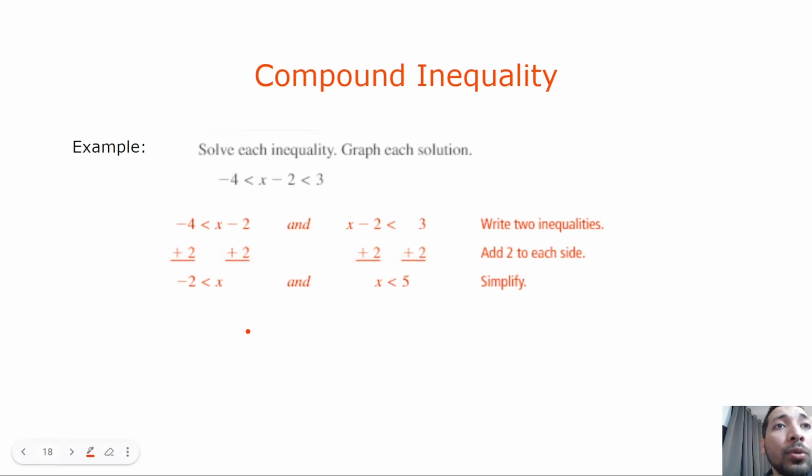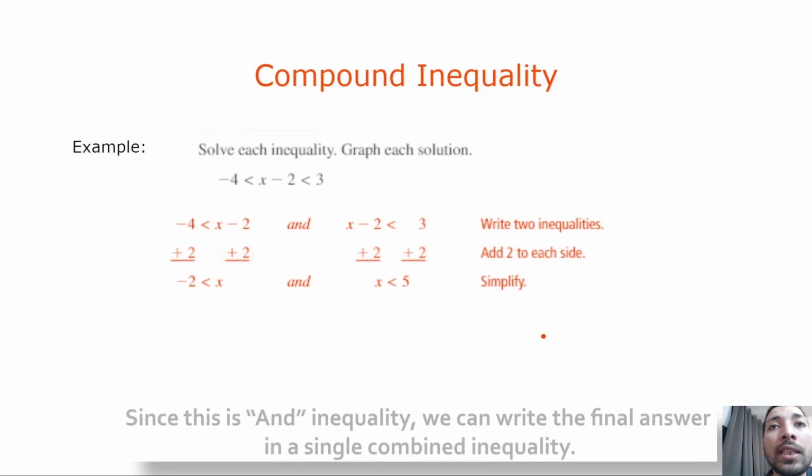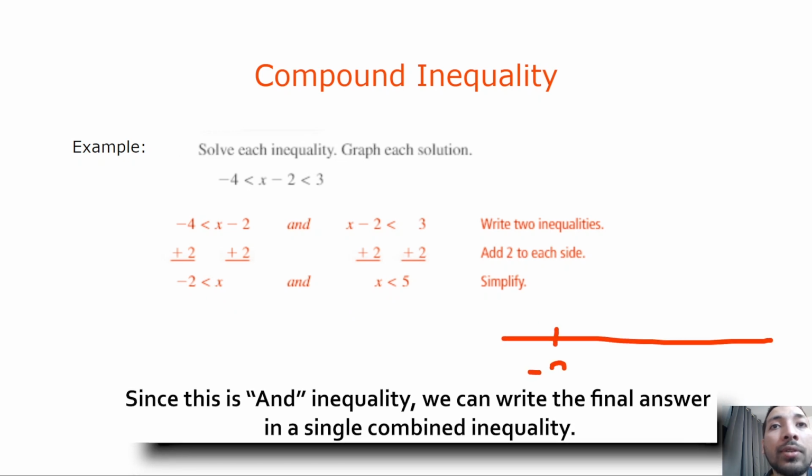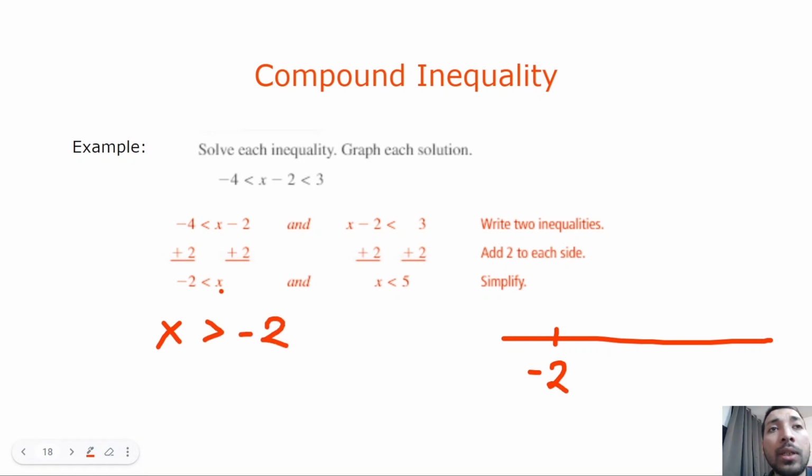So this negative 2 less than x, let's try to see this on a number line. So let's say over here we have this negative 2. Negative 2 less than x can be written as x greater than negative 2. For inequality, if we swap the sides, the inequality symbol would reverse. So negative 2 less than x is same as x greater than negative 2.